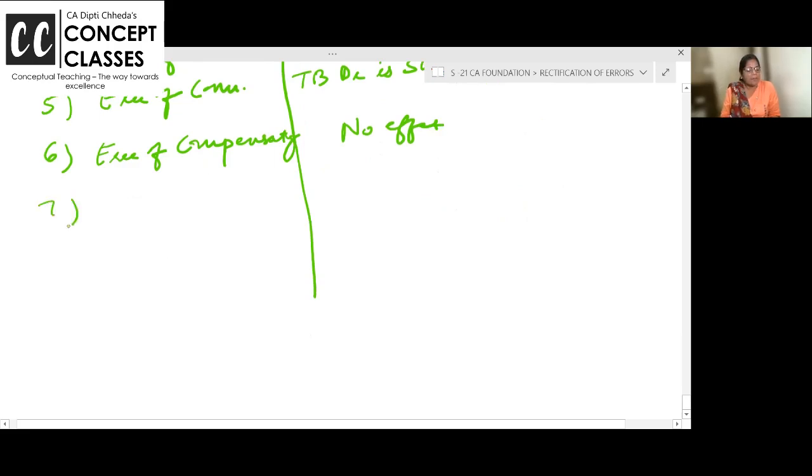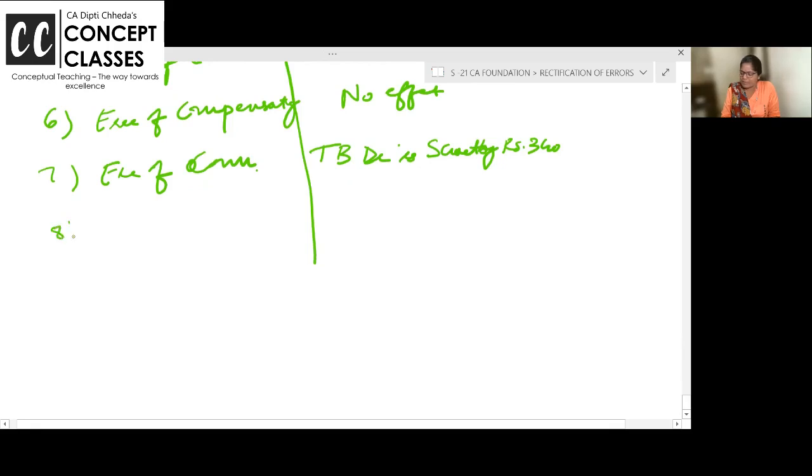Seventh one. A payment of 215 posted. This is error of omission. A commission, sorry. Wrong side, wrong amount. So of course there is a shortfall in the total. Trial balance debit is short by rupees 340.